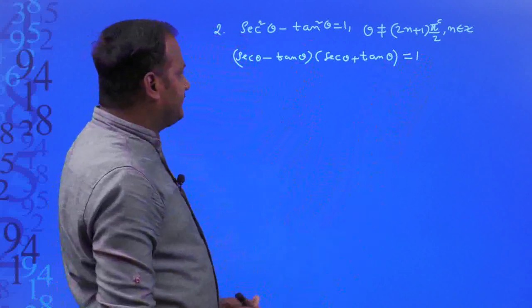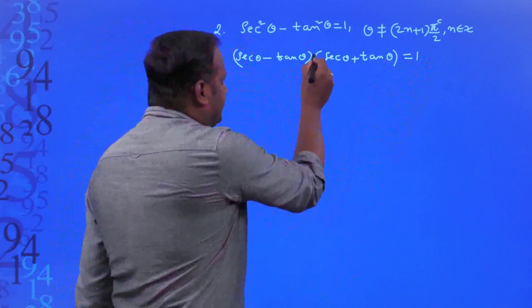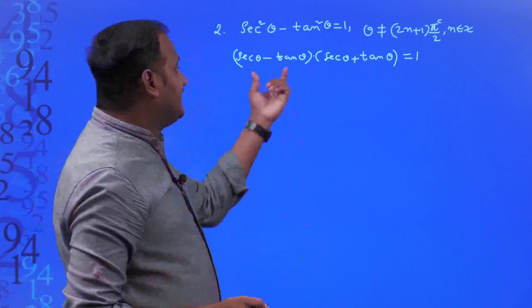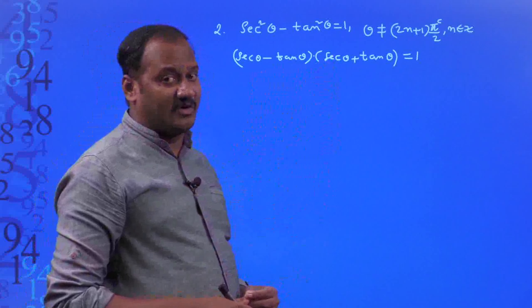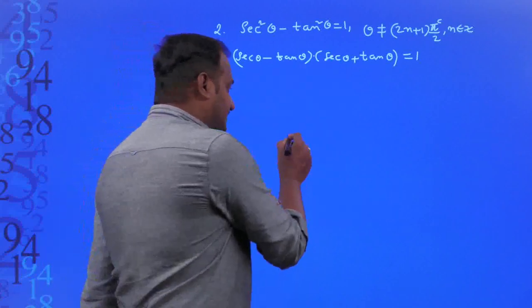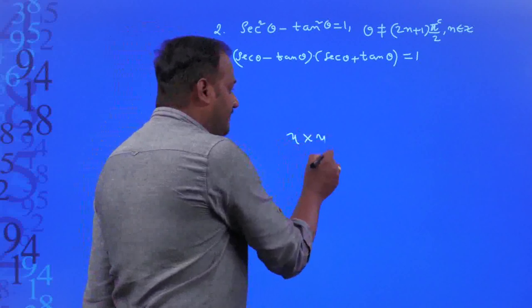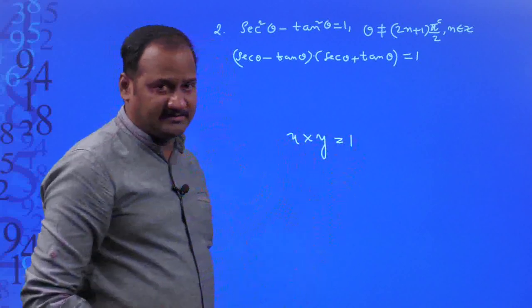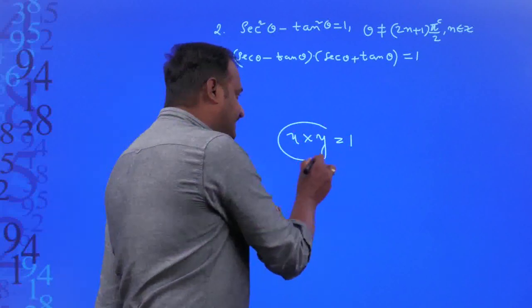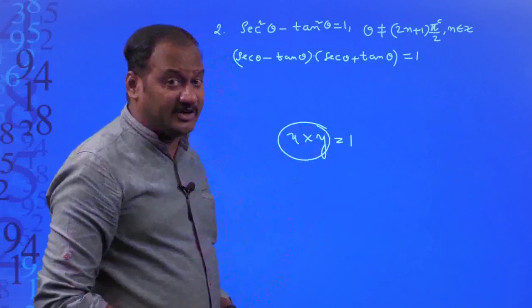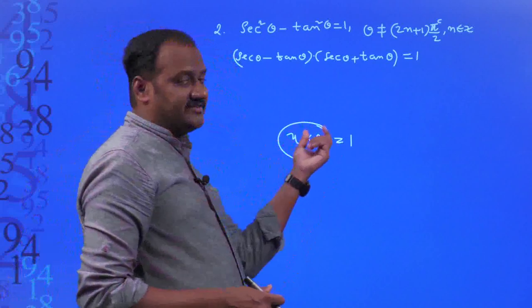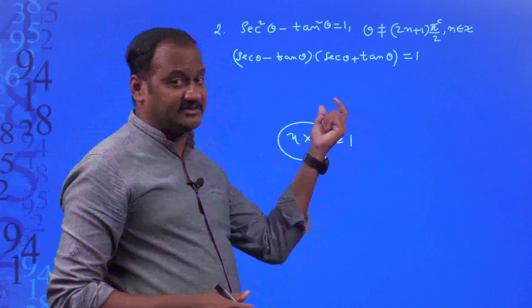Here you can understand one thing: secant theta minus tan theta is one term and secant theta plus tan theta is the other term. When you multiply two different terms and you are getting 1, what does it mean? What do you call both the terms together? For example, x and y: if the product of two numbers x and y is equal to 1, then both the numbers are said to be reciprocals of each other or multiplicative inverses of each other. x is the multiplicative inverse of y, as well as y is the multiplicative inverse of x.